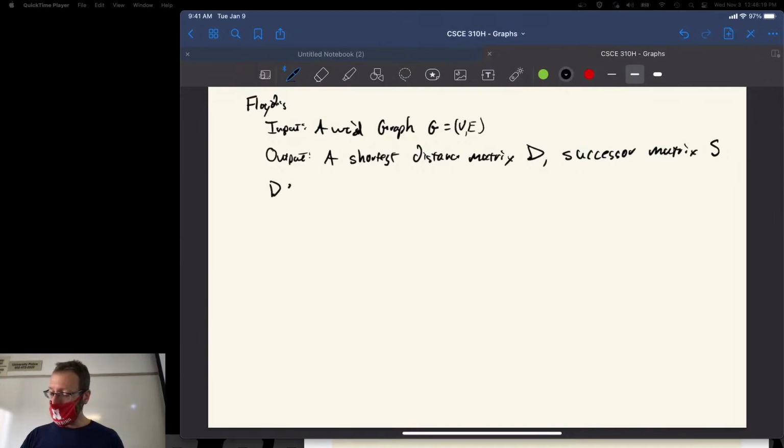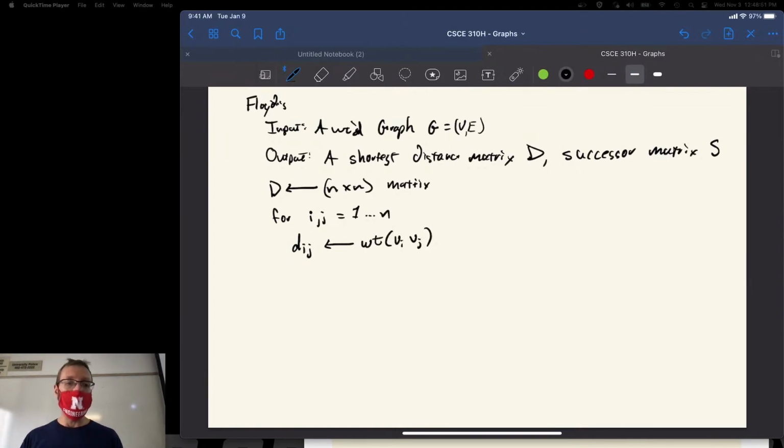So initially, D is going to be an n by n matrix, with initial values for i and j equals 1 up to n. When I write that, I am iterating over all pairs, so think about two for loops, basically. And the entries are going to be the weights of (vi, vj). That could be infinite.